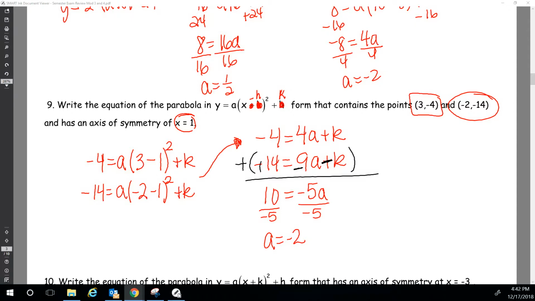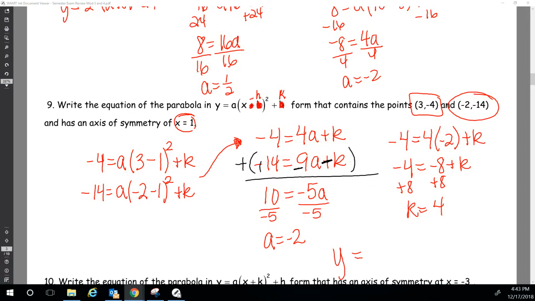All right, and now we're going to plug that in either into the first equation or the second equation, it doesn't matter. Since I didn't butcher this first equation, let's just plug it back in here. We now know that a is -2, and so we can solve this equation to figure out what k is. So this is -4, 4 times -2 is -8, plus k. I'll add 8 to both sides, and I get k is 8 minus 4, which is 4.